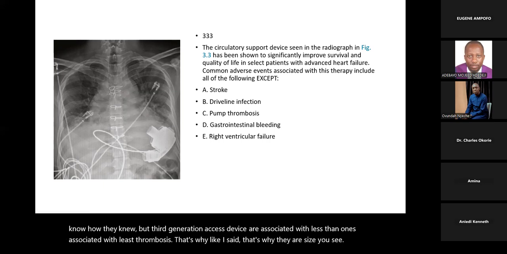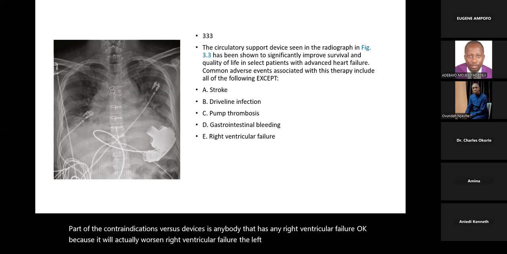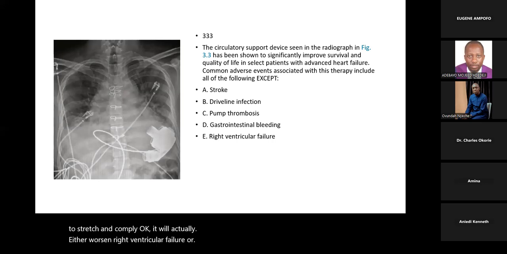Dr. Okore, please, how does it cause right ventricular failure? Part of the contraindications for assist devices is anybody that has any right ventricular failure, because it will actually worsen right ventricular failure. The left ventricle is now functioning better. More blood now comes to the right part of the heart. So if the right ventricle is not able to stretch and comply, it will actually either worsen right ventricular failure or, in people who are predisposed, or people who have pulmonary hypertension, will cause right ventricular failure.